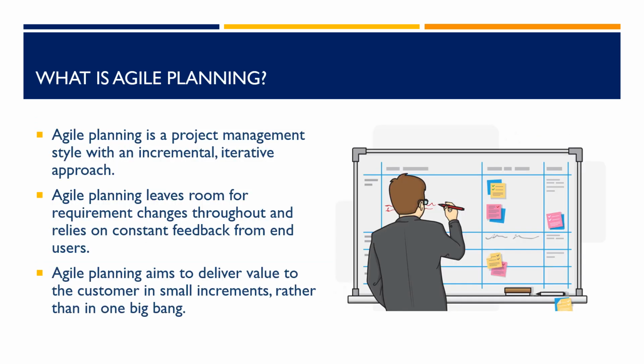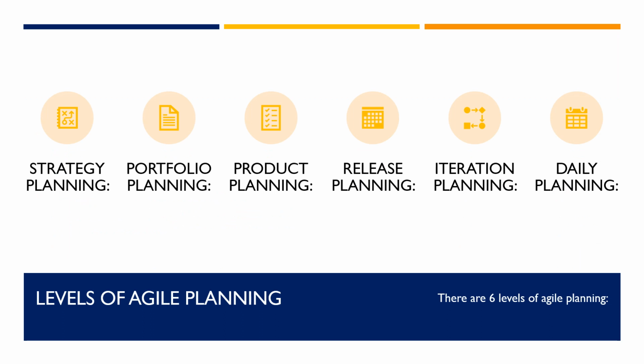Agile planning is a project management style with an incremental, iterative approach. Agile planning leaves room for requirement changes throughout and relies on constant feedback from end users. In this way, Agile planning aims to deliver value to the customer in small increments rather than in one big bang. When applied to product development, there are 6 levels of Agile planning, including strategy planning, portfolio planning, product planning, release planning, iteration planning, and daily planning. Let's look at each of these in turn.